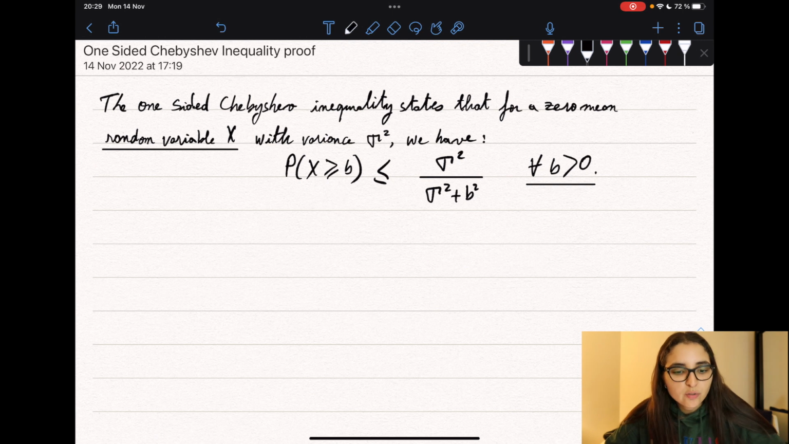So the goal of this video is for us to go over the proof of this inequality. So the first thing that we're going to do is write down the mathematical formula for the variance for x, which is a real random variable, so it takes real values. And we're going to write it down in a way that will allow us to derive the proof.